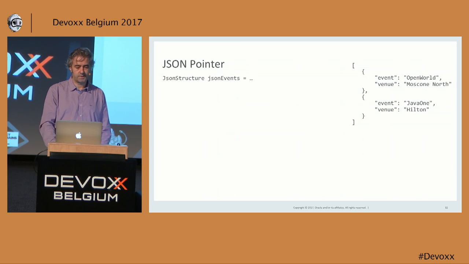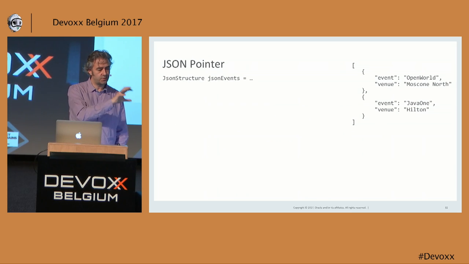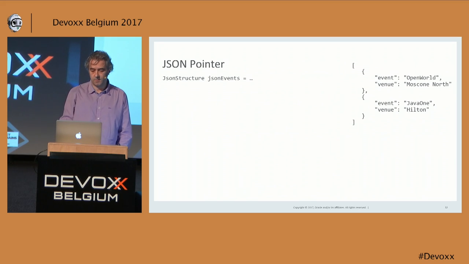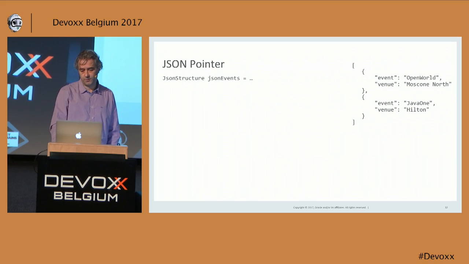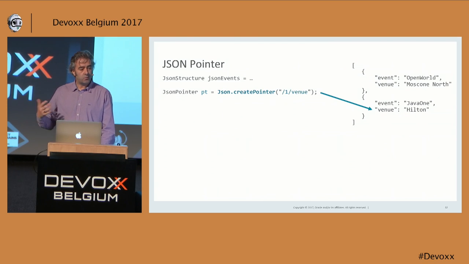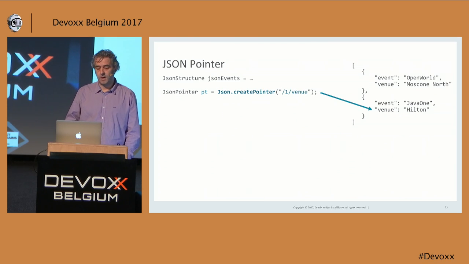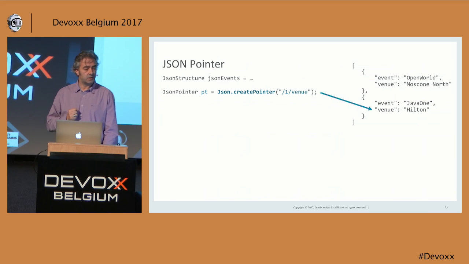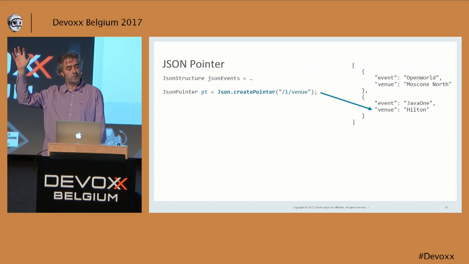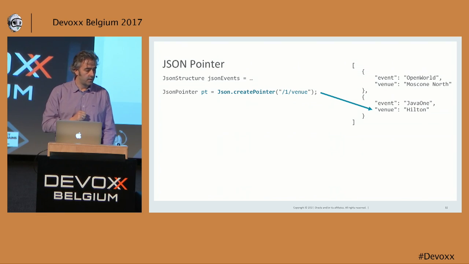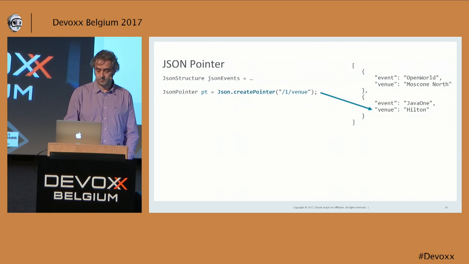So if we look at a concrete example, I have a JSON P object whose JSON representation is on the right side of the slide. It's an array of two conferences. If I want to use the JSON Pointer API, I first need to create my pointer. In this case, /1 means in the array we want the object at index 1, so the second one. And in that object, we want the key value whose key is venue.